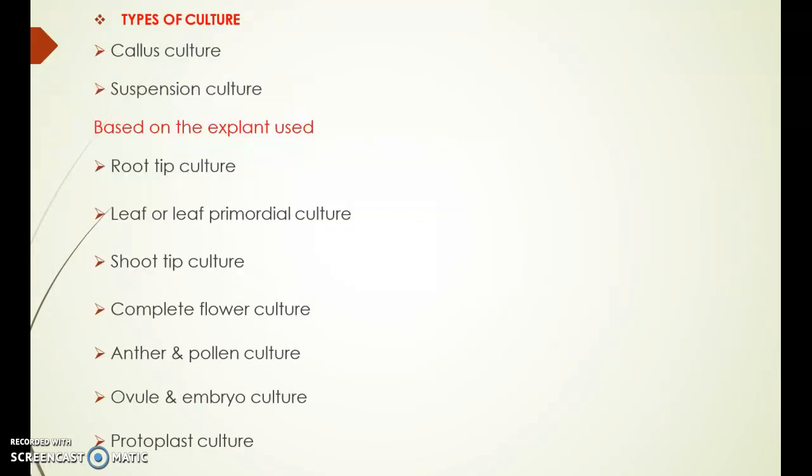Next, what are the types of tissue culture? Based on the medium used, there are two types of cultures: callus culture and suspension culture. Callus culture is done on solid media, whereas suspension culture is done on liquid media. Based on the explant used, there are different types of tissue culture: root tip culture, leaf or leaf primordial culture, shoot tip culture, complete flower culture, anther or pollen culture, ovular embryo culture, and protoplast culture.